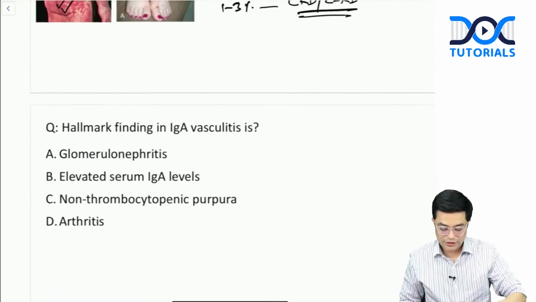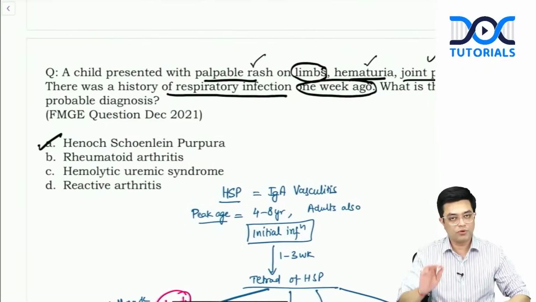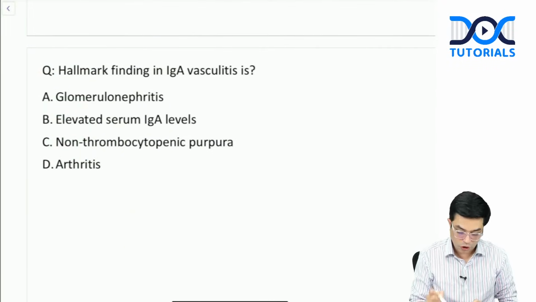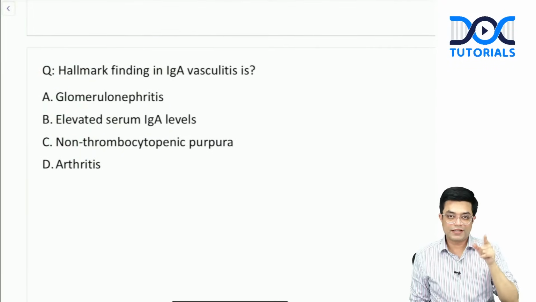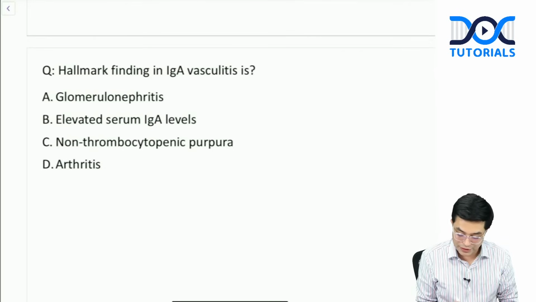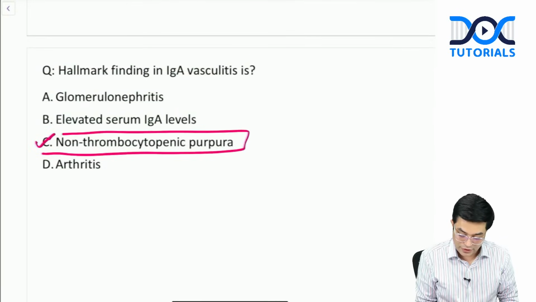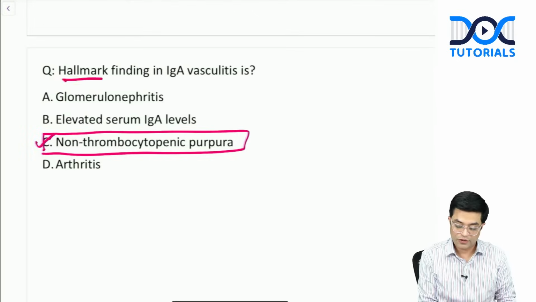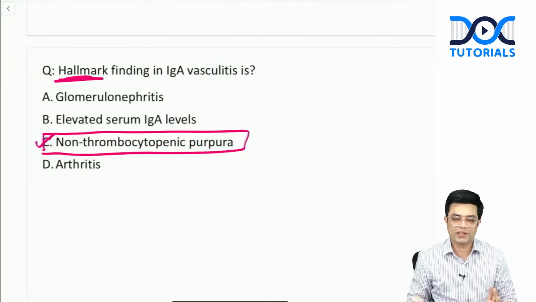Let's move further. Look at the questions. तो इसका आंसर क्या आता है? Henoch Schonlein purpura, right? Let's move further. Hallmark finding in IgA vasculitis. अभी हमने पढ़ा. Hallmark क्या होता है? Hallmark is skin involvement. So rash will be the answer. So non-thrombocytopenic purpura. So purpuric rash which is non-thrombocytopenic is the hallmark finding.